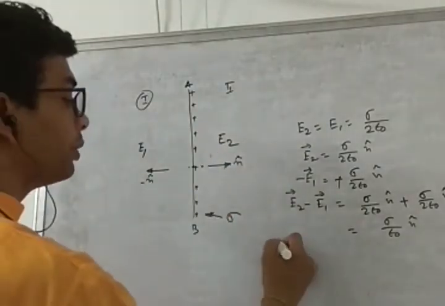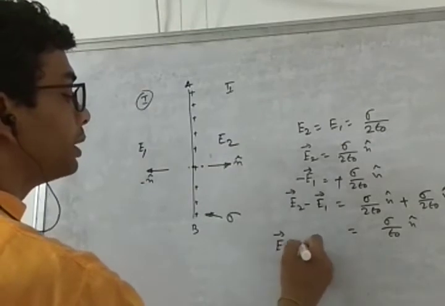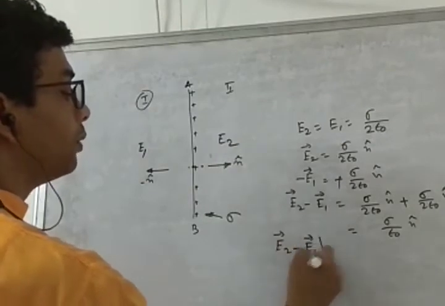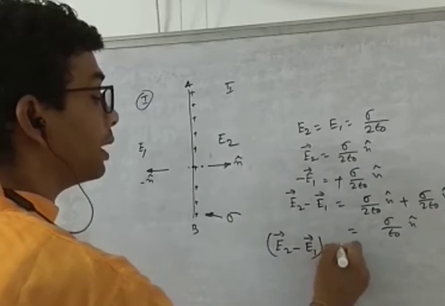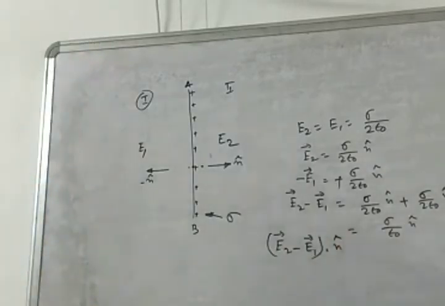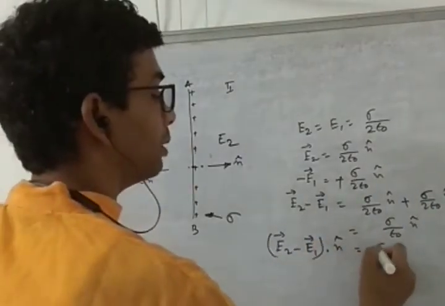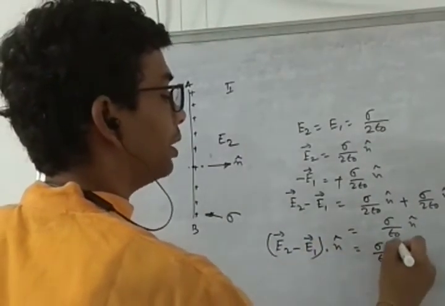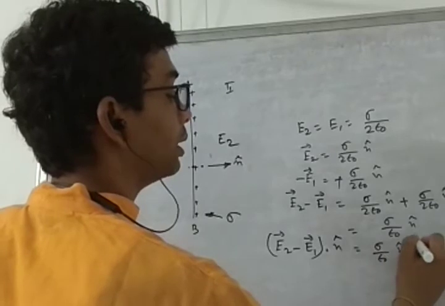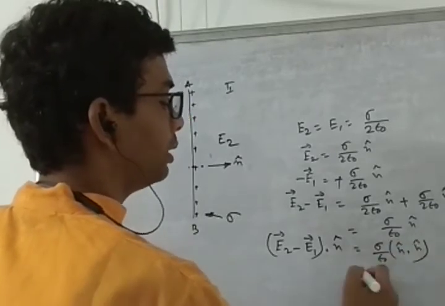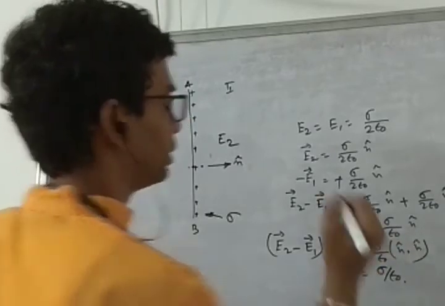What is the normal component? So E2 minus E1 dot n. This is our normal component. And this becomes sigma by epsilon naught. Already this is n hat. Now dot n hat, n hat dot n hat is 1. So this is sigma by epsilon naught.